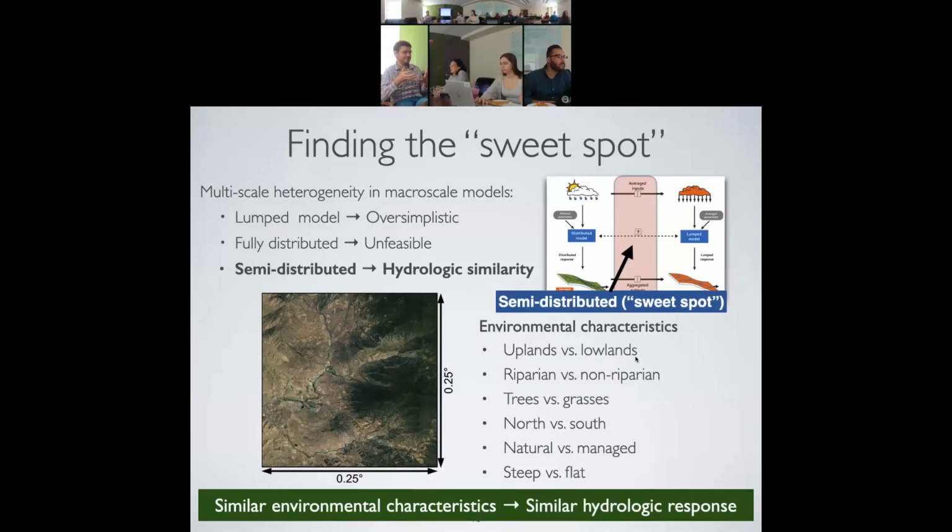You can think about the sweet spot as somewhere where you're not necessarily lumping everything together. You're not just homogenizing out all the heterogeneity in that subgrid, but you're also not going for the fully distributed model, every 10 meter, 30 meter, 100 meter pixel. Instead, you're going to look for how to effectively group things. The way I like to think about this is grouping by similar environmental characteristics. So think about uplands versus lowlands. They're going to have similar properties, similar functioning. Riparian versus non-riparian, trees versus grasses, north versus south facing slopes, natural versus managed, steep versus flat.